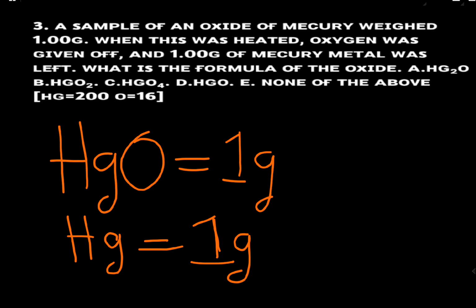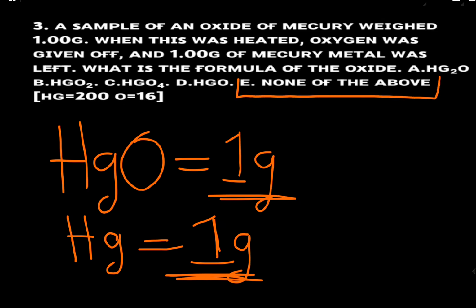Well, note there's no change in mass. The oxide is 1 gram, and after the oxide was heated and oxygen was given off, 1 gram of mercury was still left, and so this can't actually be solved. Probably there's a typo or a mistake somewhere. But since there is no change in mass, the best option here to pick would be none of the above.